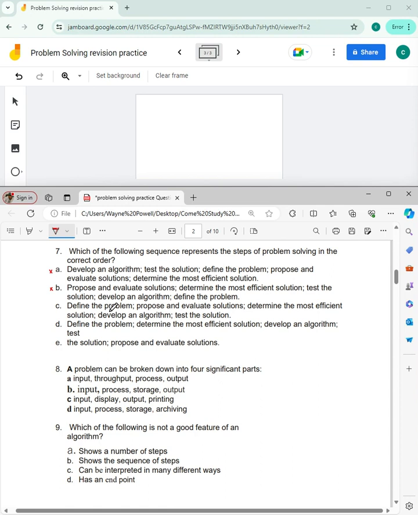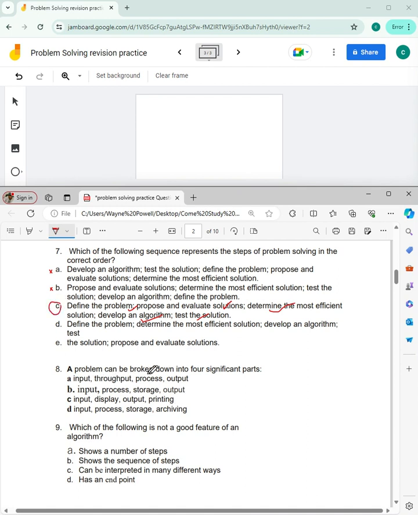After they define the problem, you propose and evaluate solutions. Yes. You determine the most efficient solution. Yes. Develop an algorithm. Yes. And test. Yes. So we will go with this answer.